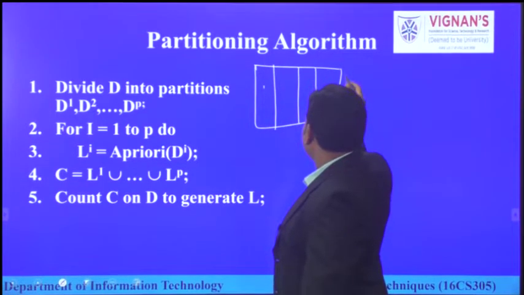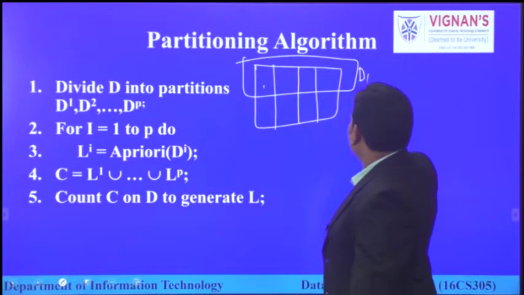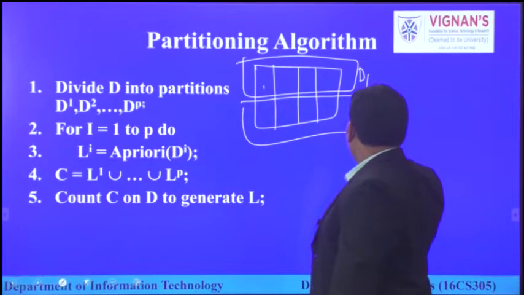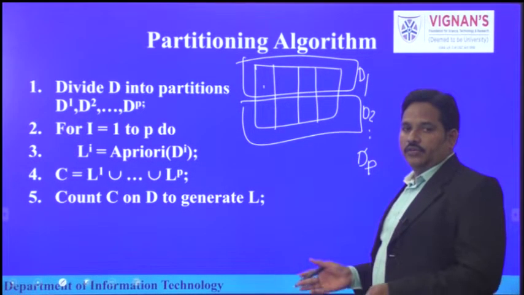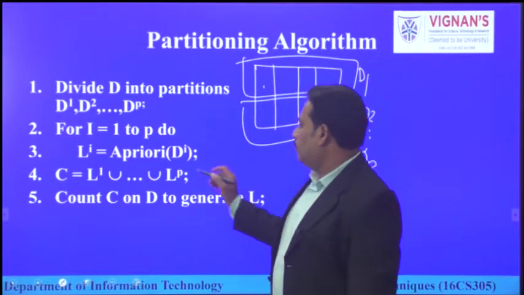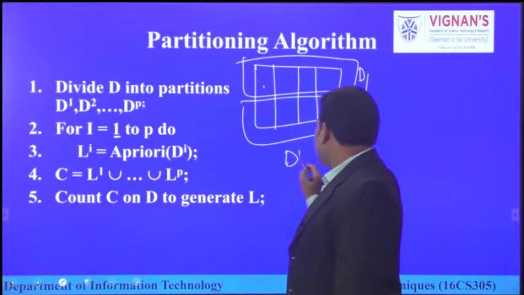These are the database. Here we are partitioning it into D1, D2. Like this we can go up to D to the power of P. Divide the database into partitions. Next we have to repeat the process 1 to P. For every database partition, we have to apply the algorithm.